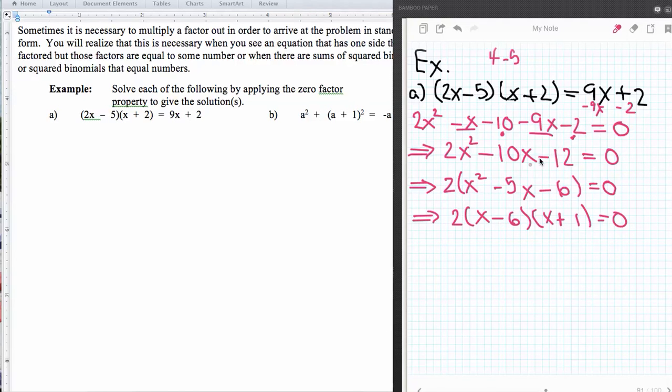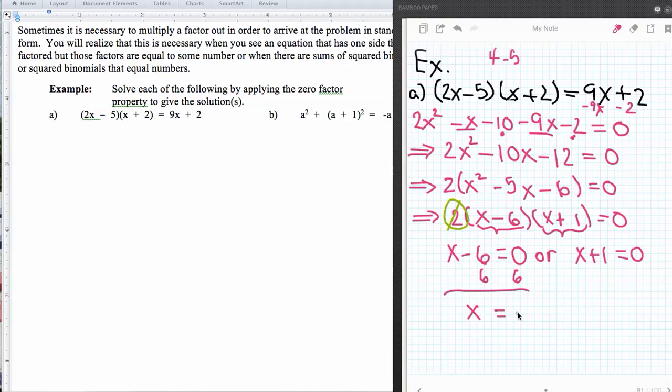Now you see this one right here? The 2, it does not contain a variable, and so I'm not going to use it. I don't set any factor that does not contain a variable equal to 0. So the only ones I set equal to 0 are the ones that contain variables, just these two here. And so solving these, I'm going to get my solutions. So add 6, so x is equal to 6. Or over here, add negative 1, x is equal to a negative 1. And those are my solutions, x equals 6 or x equals negative 1.